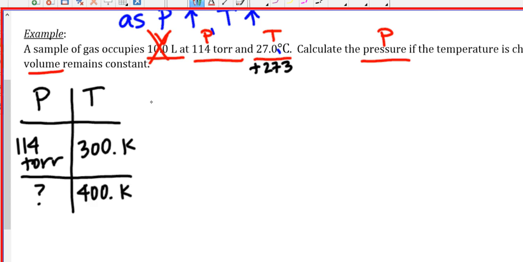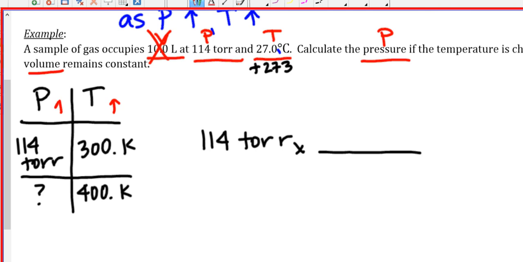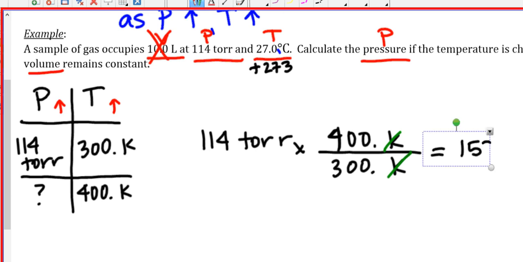All right, so I've got 114 torr that I need to use temperature as my conversion factor for. My temperature goes up, which means my pressure is going to go up in a direct relationship. So I'm going to put my higher value on top, so 400 Kelvin divided by my smaller 300 Kelvin. Kelvin will divide out, which gives me an answer of 152 torr. That's the unit I have left.